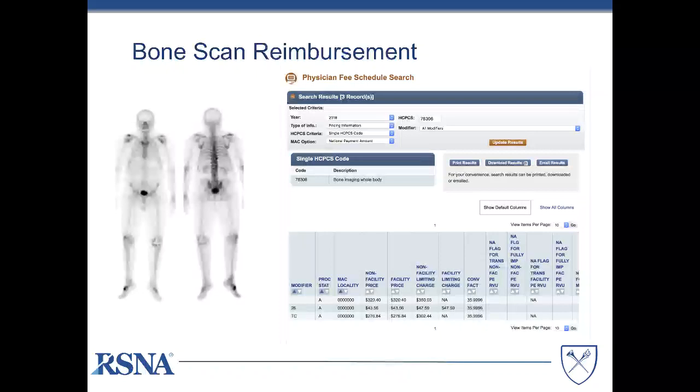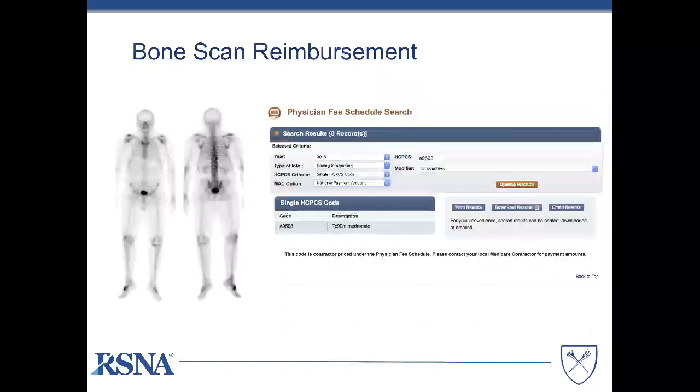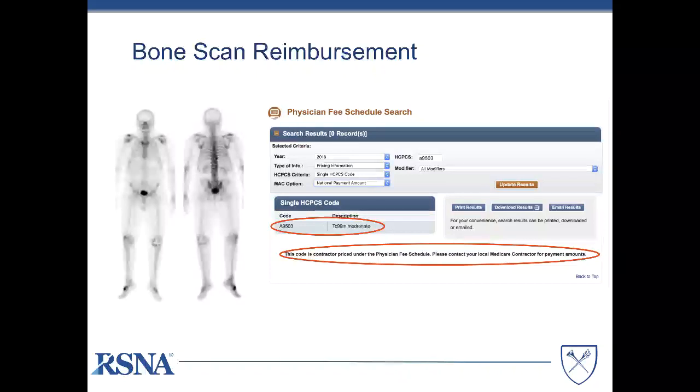So now back to our bone scan. We can see the reimbursement for the whole body bone scan, which will be about $320. And then we code for the radiopharmaceutical. But wait, where's the reimbursement?